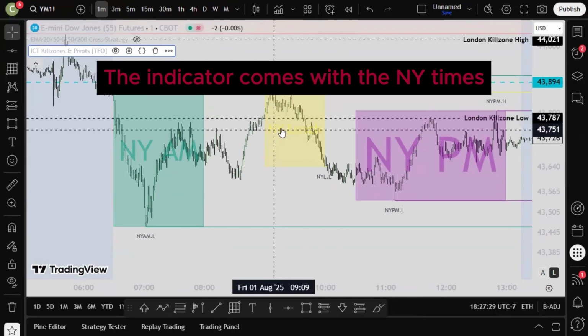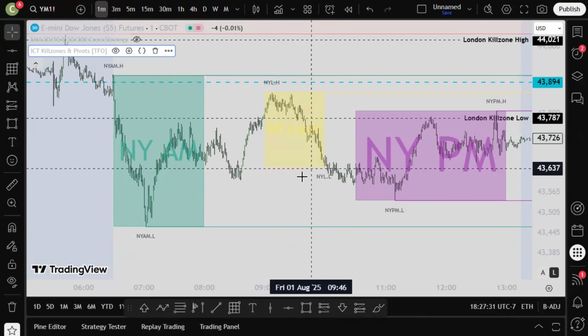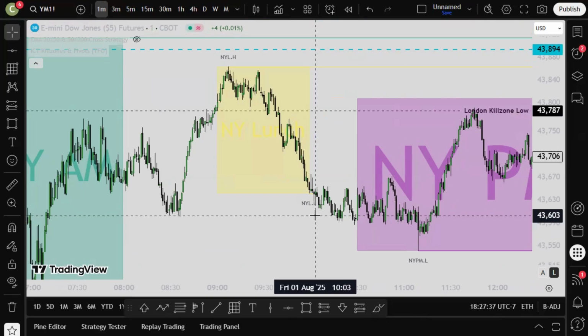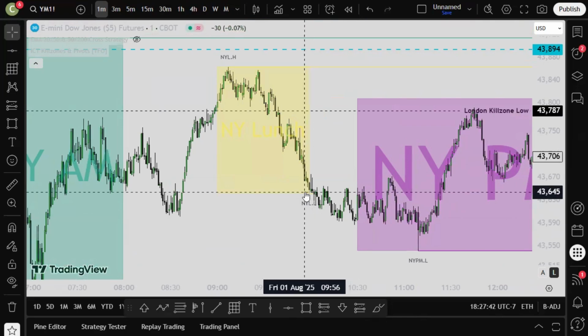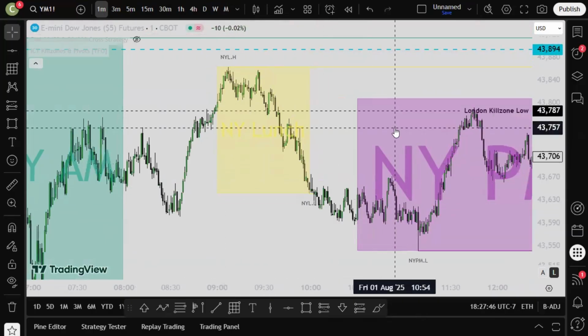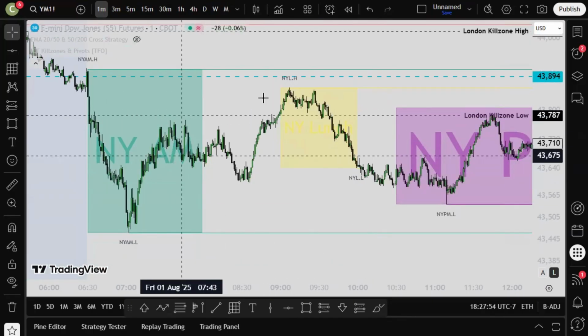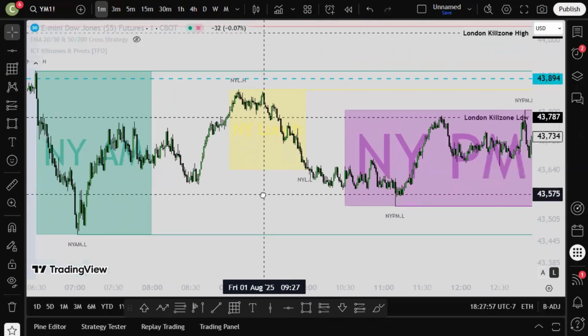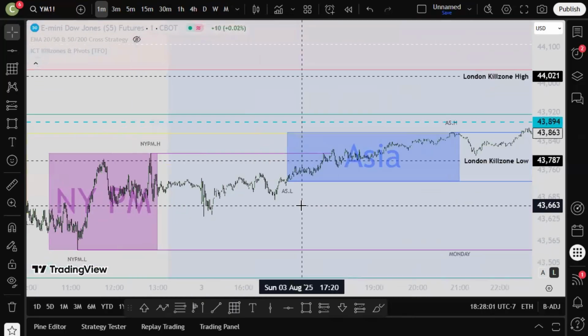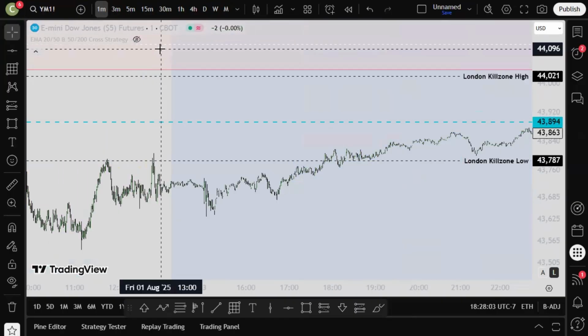And then you have your New York lunch high and low, a very key liquidity point when you're trading the first PM macro after the lunch. The target is quite often the New York lunch high or the New York lunch low. So: New York AM highs and lows, New York lunch highs and lows, New York PM highs and lows. You can jot those down if you want. I leave them turned off afterwards. It's a little bit too busy for me.